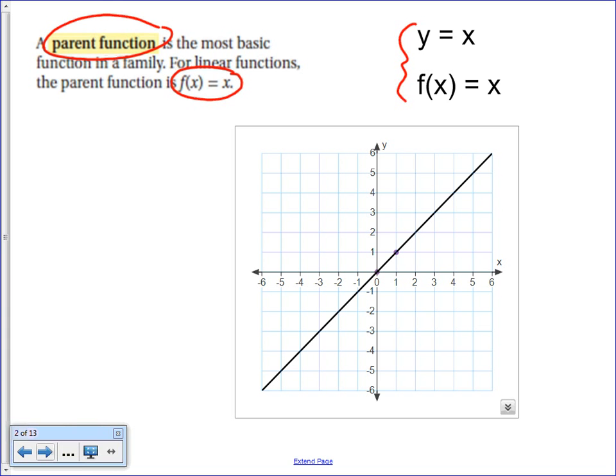When we're talking about transformations, they're going to be transformed from this one graph. You can think of this one as a starter function, equation, or graph. Notice that the graph y equals x just makes a straight line diagonally. It intersects at 1, 1, 2, 2, 3, 3, 4, 4, 5, 5. It crosses at negative 1, negative 1, negative 2, negative 2, negative 3, negative 3, and so on and so forth. So this is the parent function, y equals x, or f of x equals x.